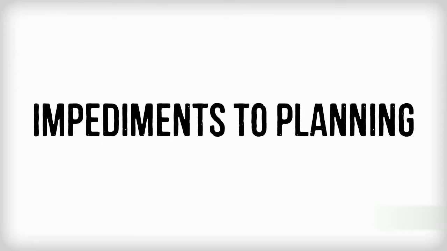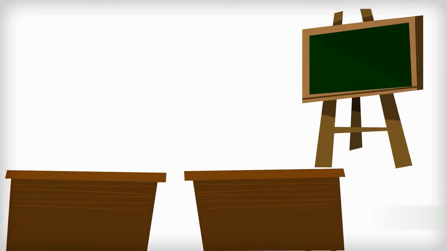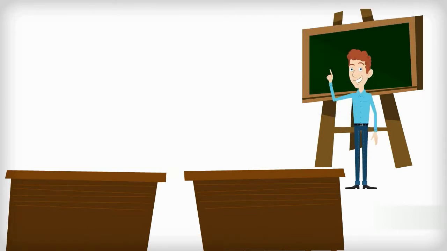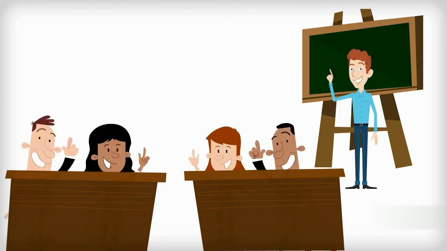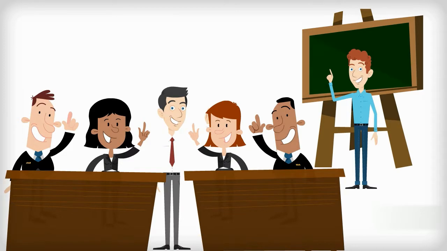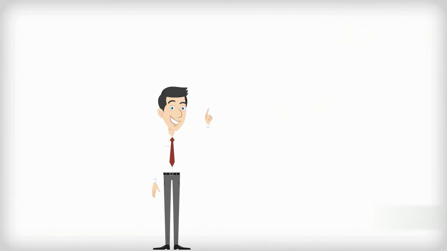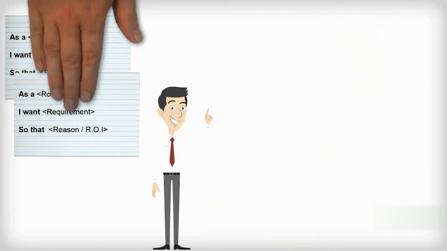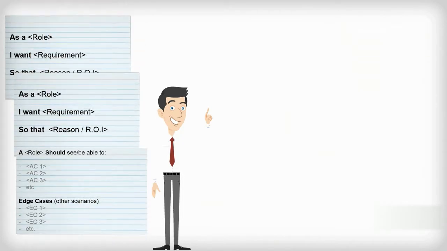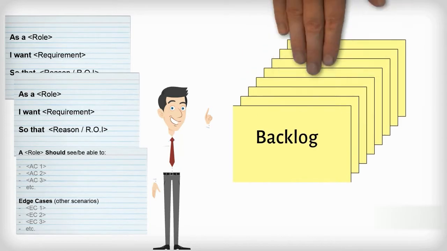Impediments to planning. As described in other chapters, the Scrum Master may need to organize meetings to coordinate the stakeholder and product owner if this is not happening as necessary. This is not a must for the Scrum Master and only happens if lack of requirements is an impediment for the Scrum team. Prior to planning them, the product owner's decision should be translated into user stories with acceptance criteria and prioritized into the backlog.